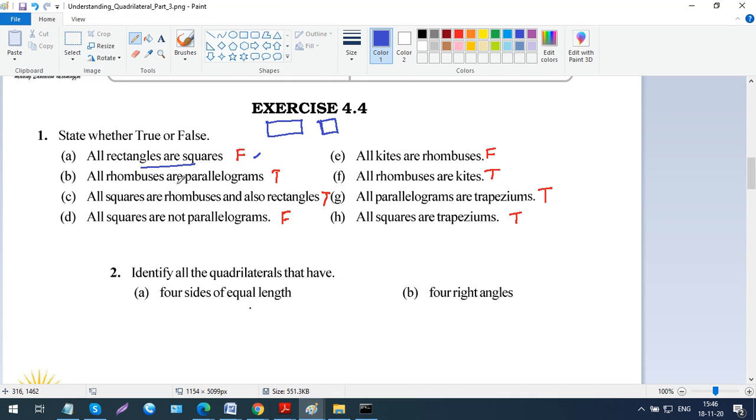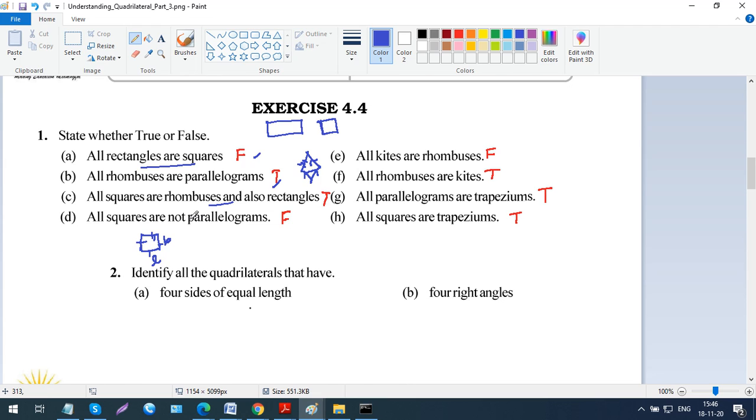All rhombuses are parallelograms. Now see, you take a rhombus. The rhombus will definitely be a parallelogram, because this and this will be parallel to each other, and this will be parallel to each other. So that's true. All squares are rhombuses and also rectangles. If you take a square, this could be considered a rhombus also, right? Where all four sides are equal and the angles are 90 degrees. So these are rhombuses also, and also they are rectangles, where L and B are equal to each other. So this is also true.